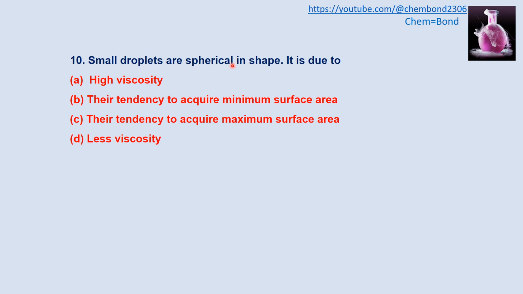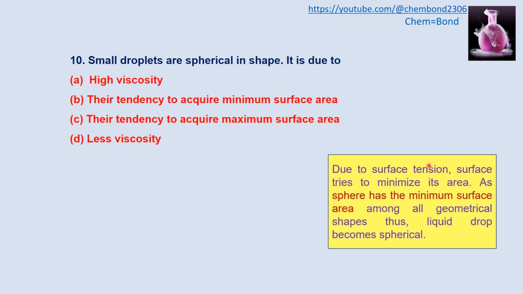Small droplets are spherical in shape. This is due to: high viscosity, their tendency to acquire minimum surface area, their tendency to acquire maximum surface area, or less viscosity. Due to surface tension, the surface tries to minimize its area. As the sphere has minimum surface area among all geometrical shapes, a liquid droplet which is spherical will have minimum surface area. So the tendency to acquire minimum surface area is the correct answer.